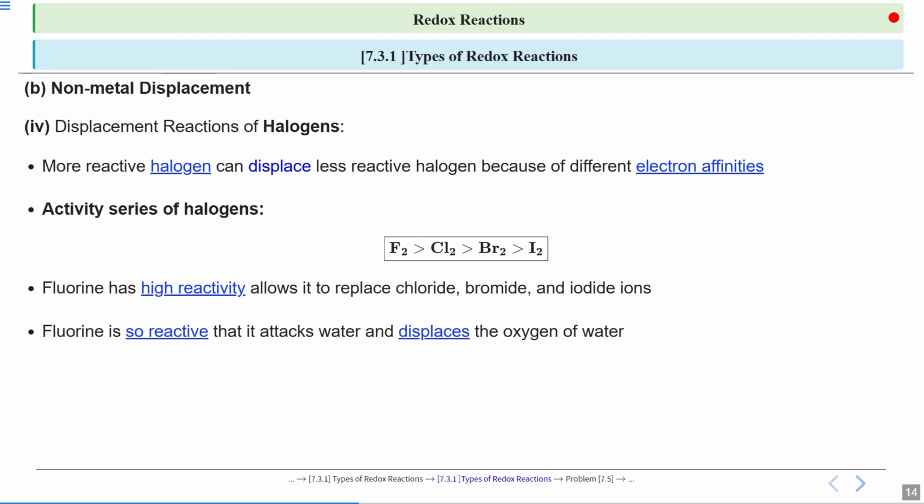This implies that by the activity series, as fluorine is the most reactive, we can conclude that it can replace the chloride, bromide, iodide ions from the solution and also attack water and displace the oxygen of water. So here is the reaction in which fluorine reacts with water and displaces the oxygen of water. The formation of HF, that is hydrogen fluoride, takes place with the release of oxygen gas.